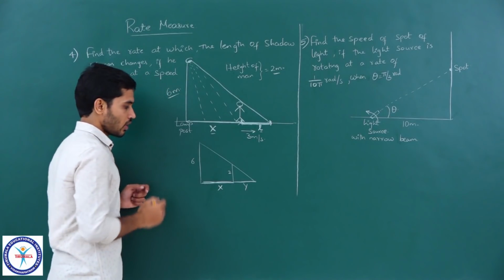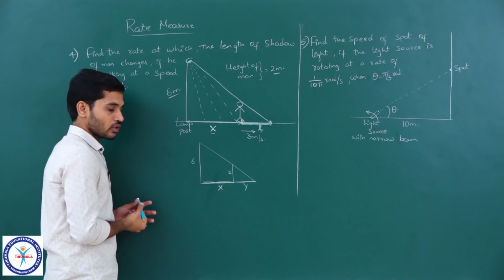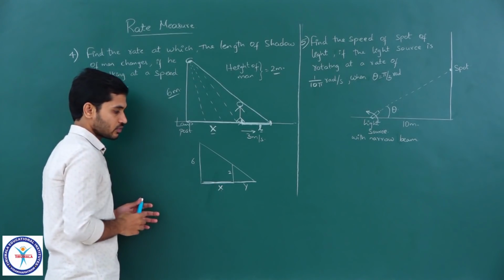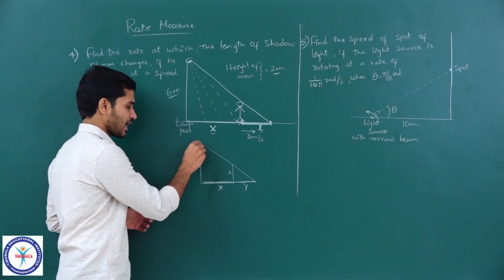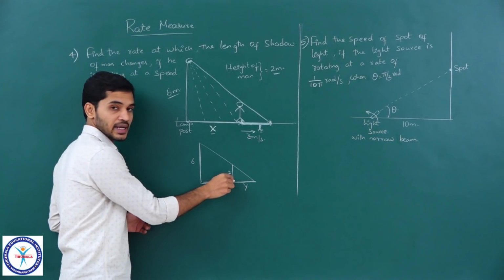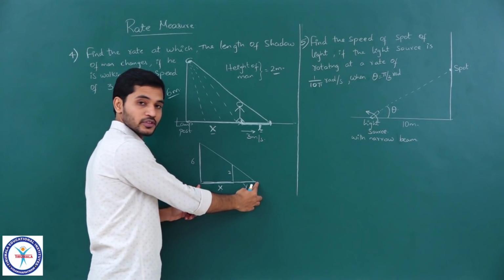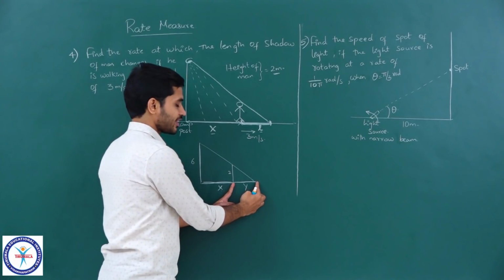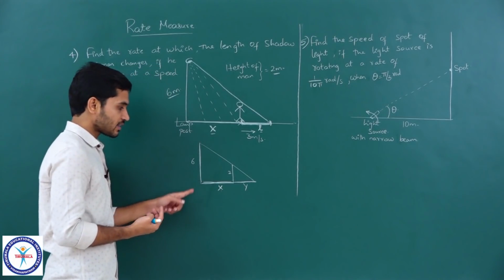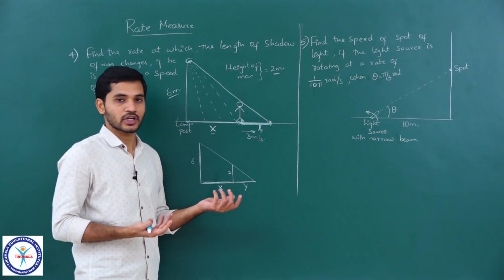Correct, students? Okay. So now I need to find the relation between x and y. You know how to relate them, right? So what is the relation? The height of the bigger triangle divided by the height of the smaller triangle should be equal to the base length of the bigger triangle divided by the base length of the smaller triangle. Height by height is equal to base length by base length. That is what I am using here.